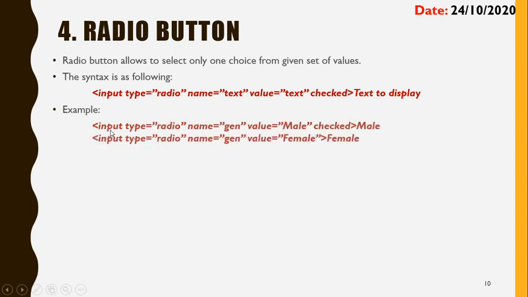Look at this example. Input means you are asking for input information from the user. Then what type of information are you using? Radio button. The name is gender, you can write anything. The value is male and it is checked. By default male is checked, so you have to write male, and then the same thing you have to write for female. So you have to select either male or female. By default, male is checked, male is selected.